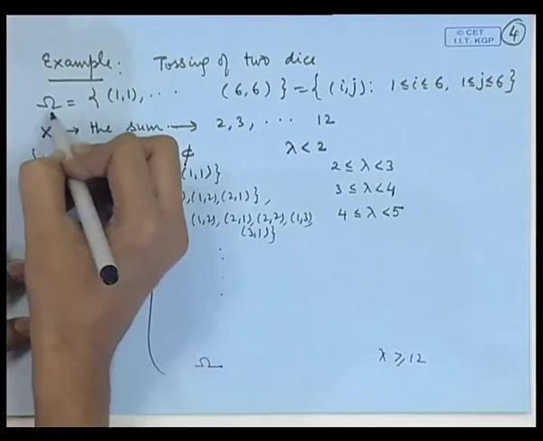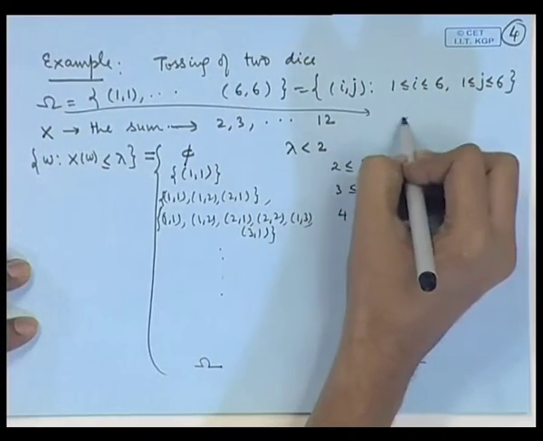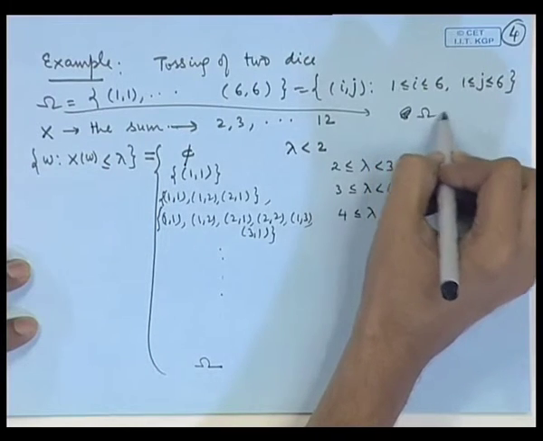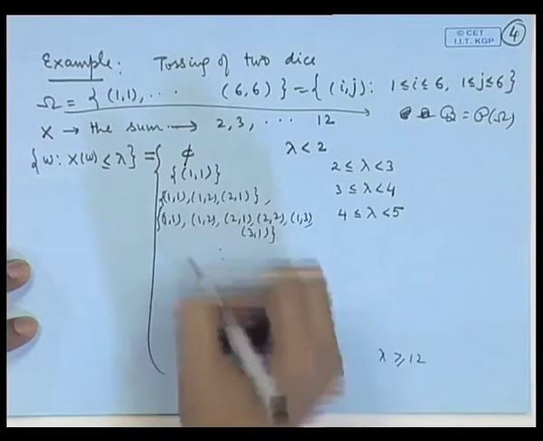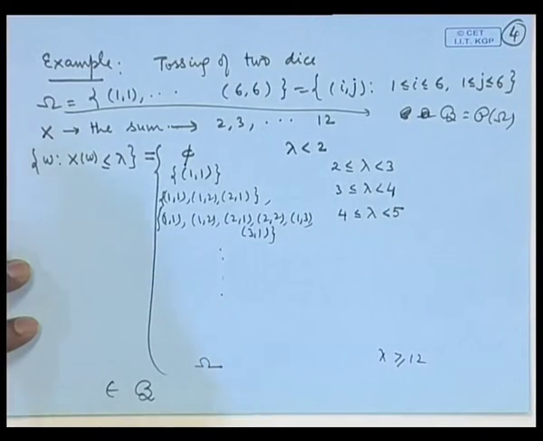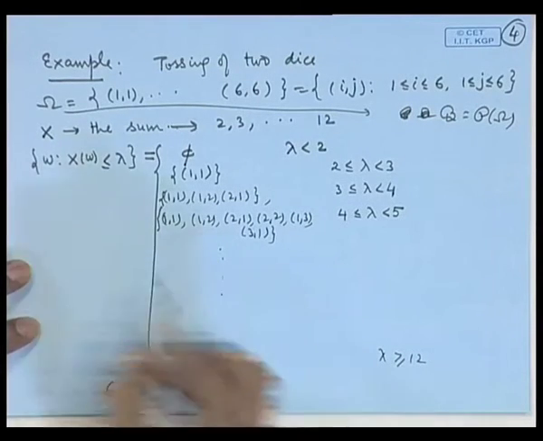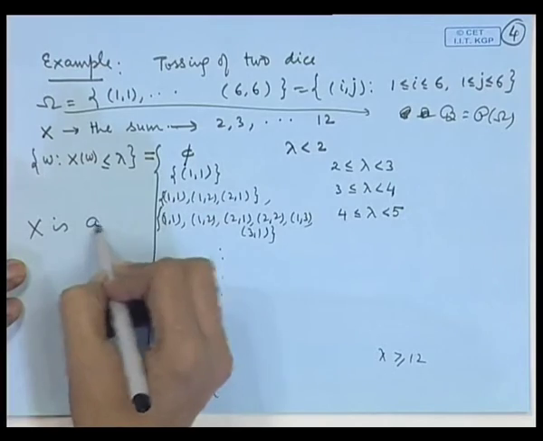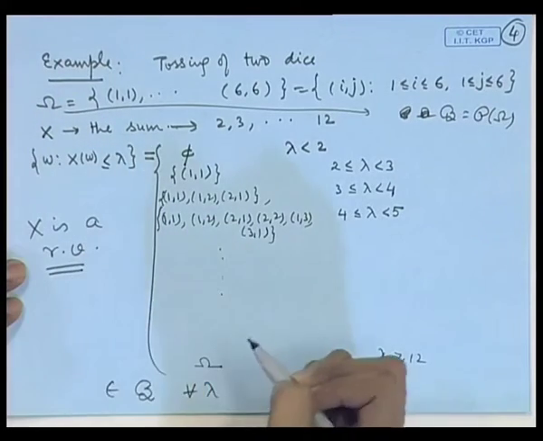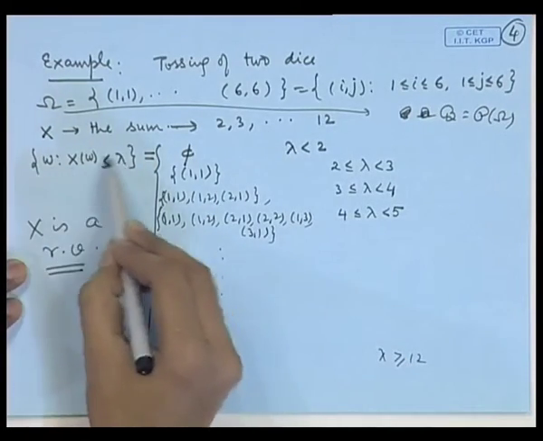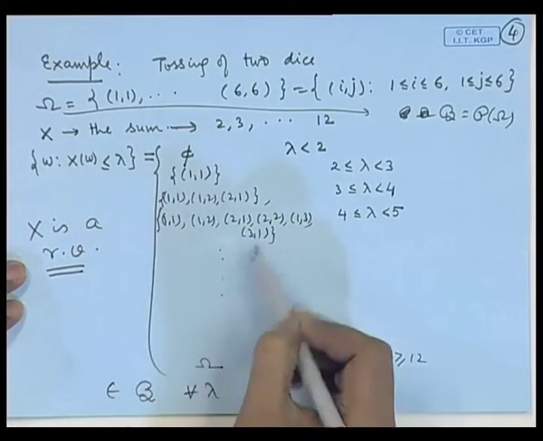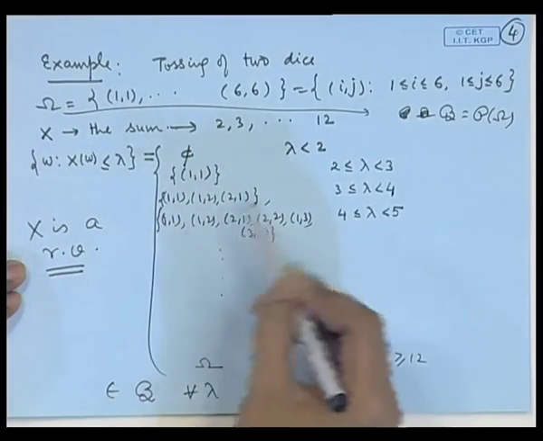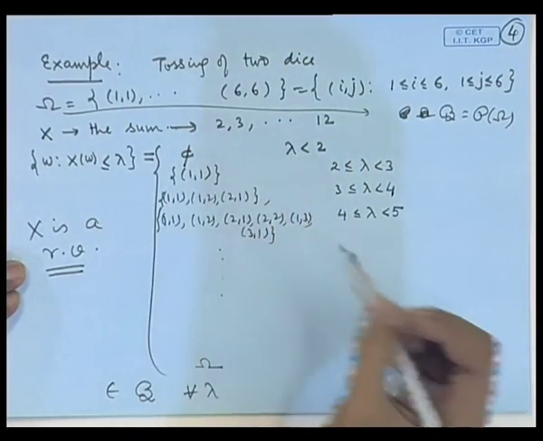If I consider my sigma field here as the power set of omega, then this will belong to B for all lambda, and therefore, X is a random variable. The purpose of considering this measurability condition is that when I want to talk about the probabilities of these events in terms of the random variable, they should be well defined in the original sample space.